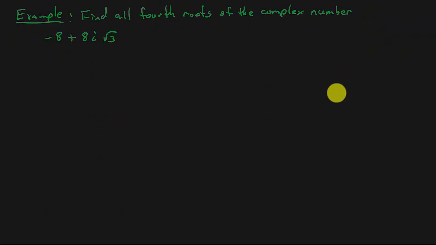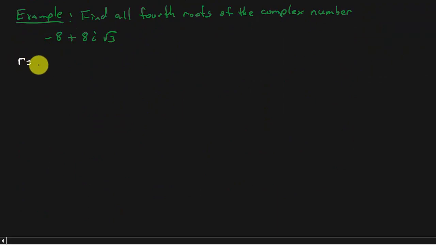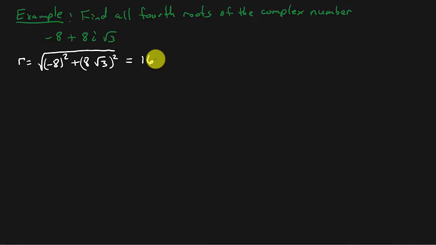So let's do that. First thing, I've got r is equal to the square root of negative 8 squared plus 8 square root of 3 squared. And that ends up being 16. You can plug it into your calculator to check. Just trust me on this one.